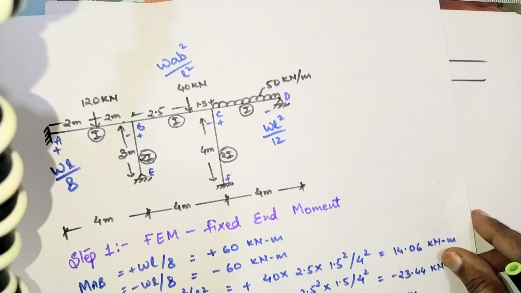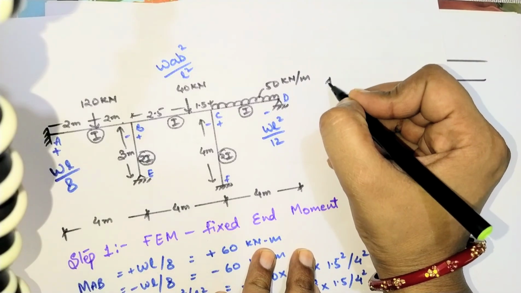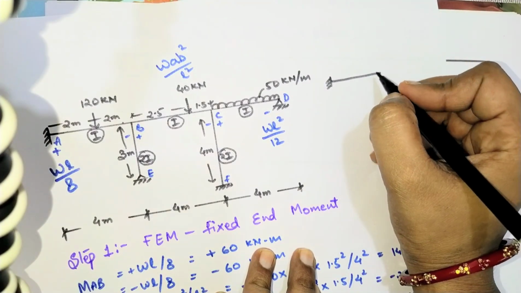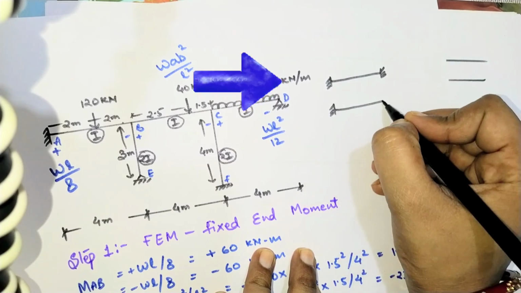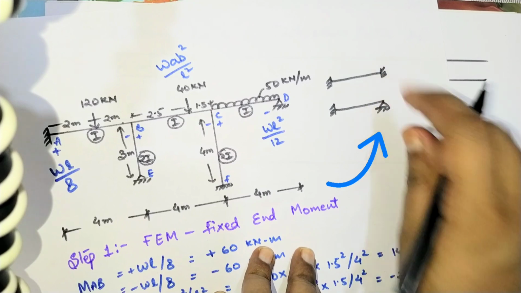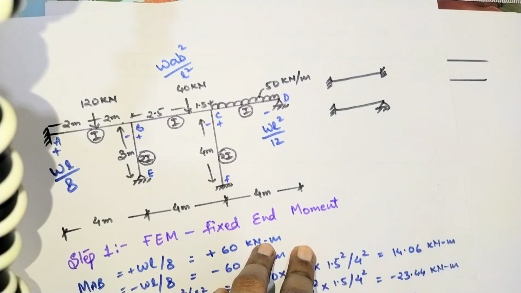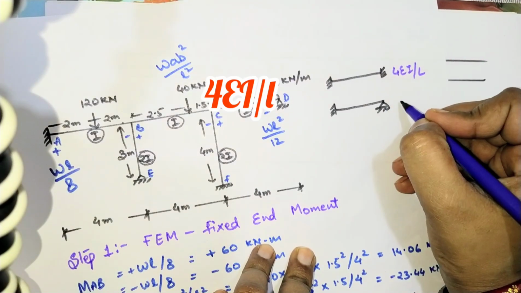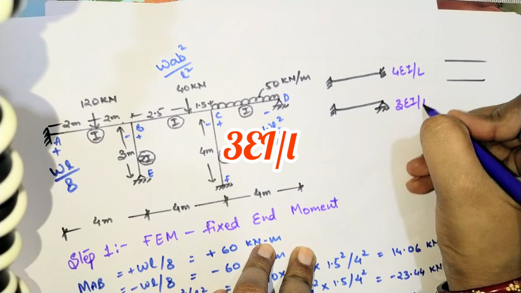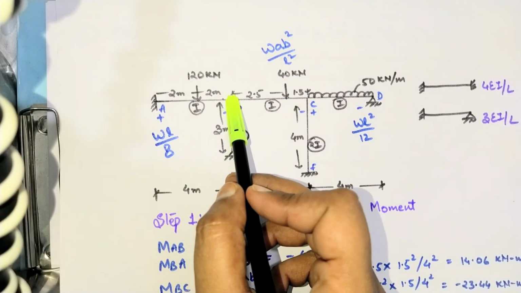Next, we will understand how to find out the rotation factor for each and every member. We have taken one beam with both ends fixed, and one beam with one end fixed and one end hinged. If a unit rotation is given to one of the members, the moment which comes onto the fixed end is 4 EI by L, and to the hinged end it is 3 EI by L. We'll be using this to find out the RF for all the members.